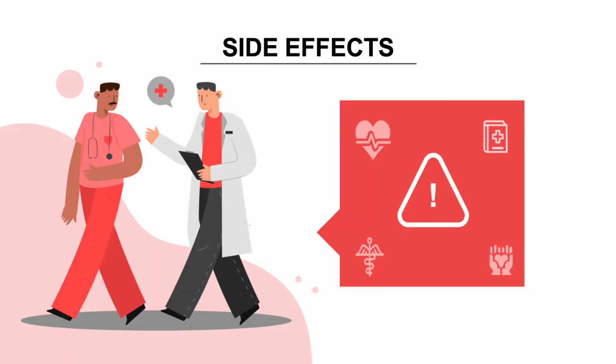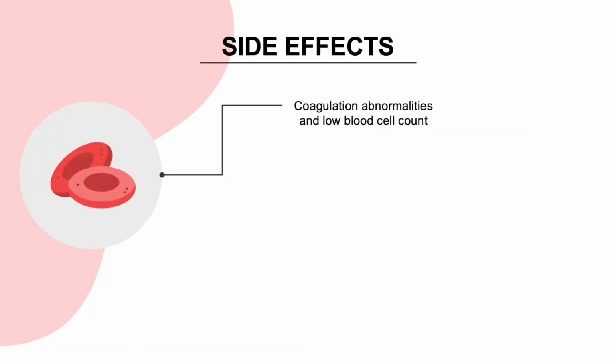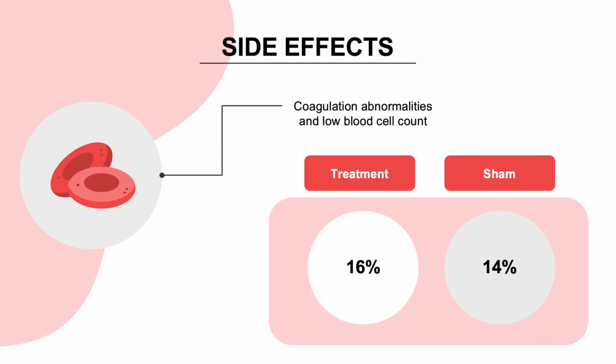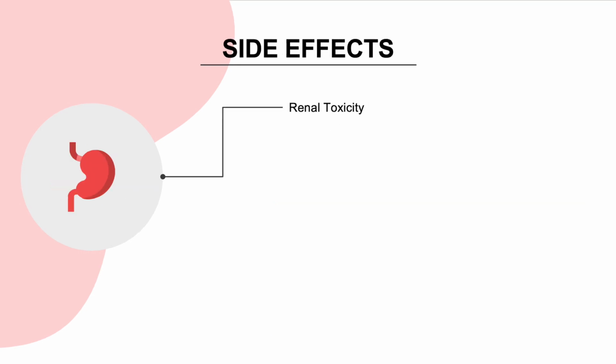Despite its proven therapeutic efficacy, Spinraza can also have various severe side effects associated with its use. One kind of side effect is coagulation abnormalities and low blood platelet count. In previous sham-controlled studies with SMA patients, 16% of patients developed a platelet count below the normal baseline compared to 14% of sham-controlled patients. An additional side effect of Spinraza use is renal toxicity.